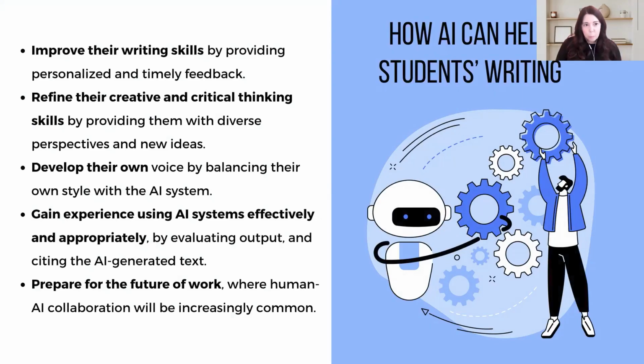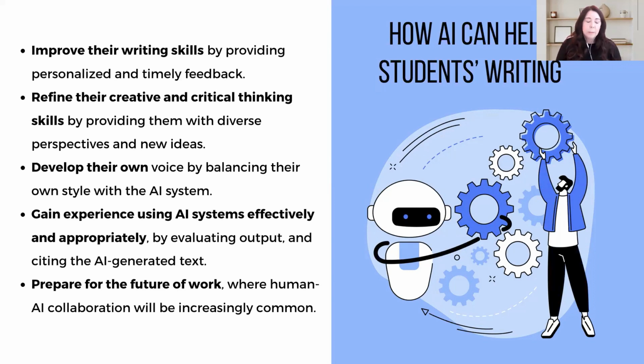So with that in mind, I want to now turn to the practical question: how can AI help improve students' writing? And there are actually a number of ways that it can. Some of Paula Jo's points have already mentioned this, but I'm going to come back to them. So AI can help students improve their writing skills by doing things like giving them personalized and timely feedback.